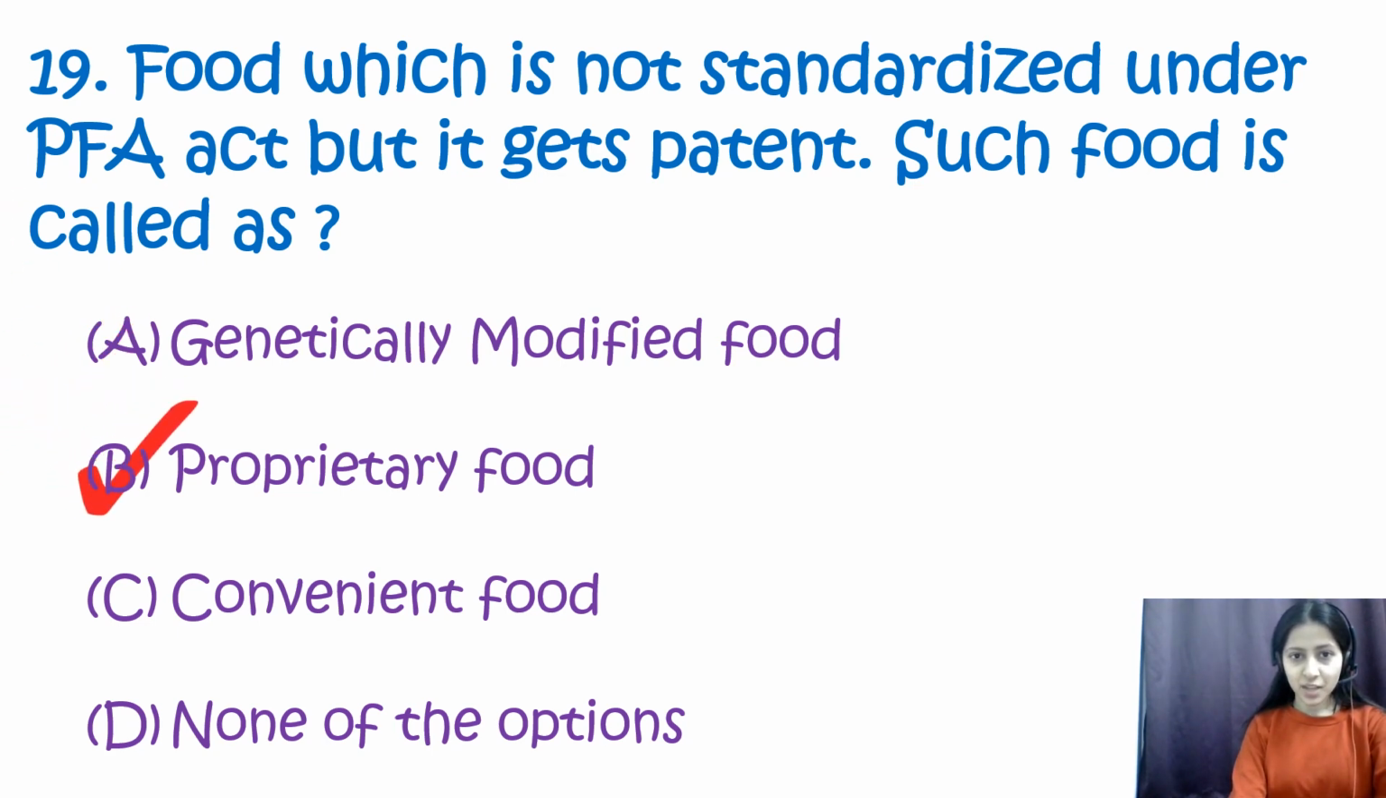So these proprietary foods are those foods that are not covered under the standards of identity or the quality parameters prescribed by the PFA Act, but are granted a patent for the unique compositions, processing, or packaging. So these foods are marketed as health or functional or nutraceutical foods. So the correct answer is proprietary food, option number B.